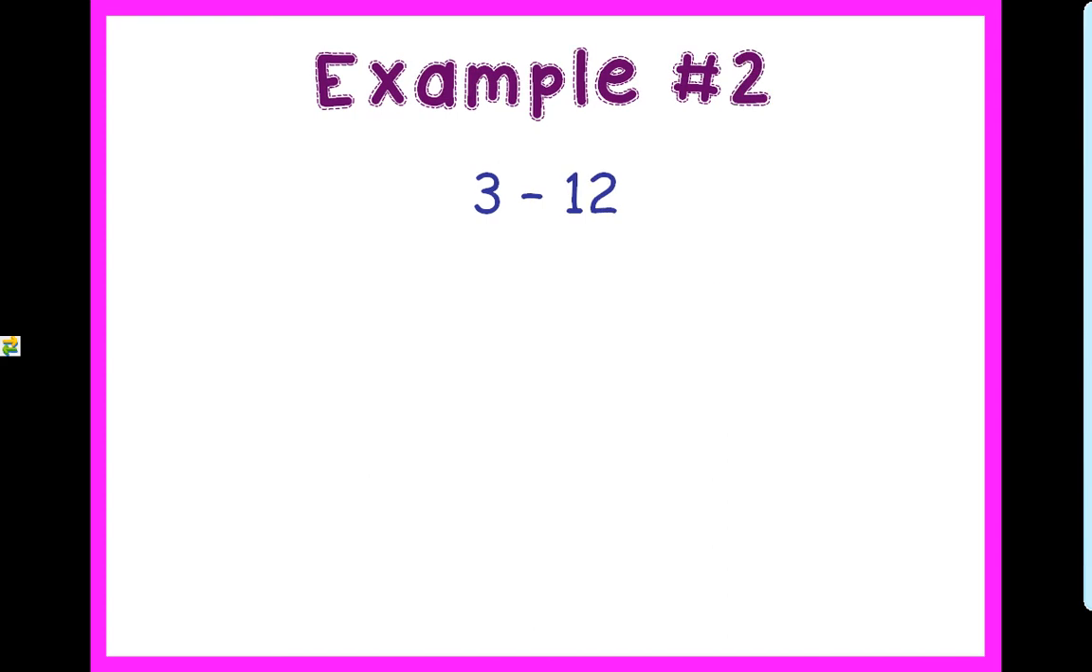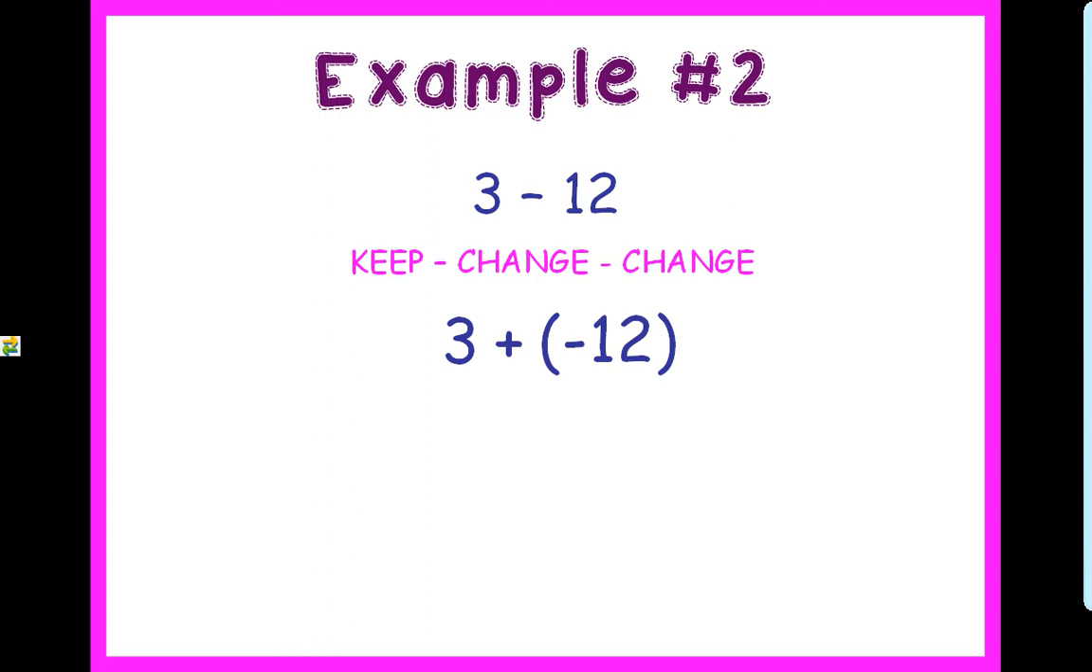Now if you look at this one, you have 3 minus 12. If you have 3 M&Ms, you can't take away 12. It's going to end up being in the negatives. So this is where we're going to use our rule. Keep, change, change. We're going to keep the 3, change the minus to a plus, and that 12 is going to become its opposite, a negative 12. So we keep, change, change.